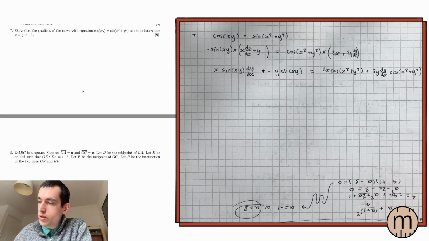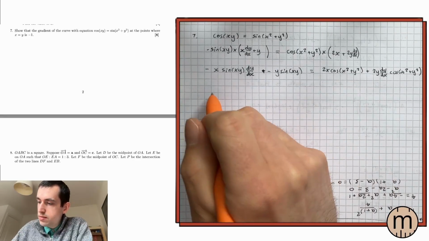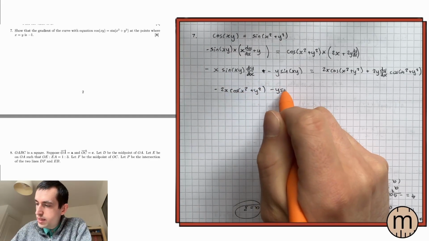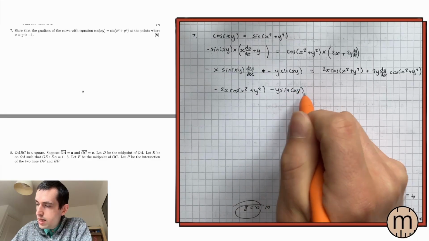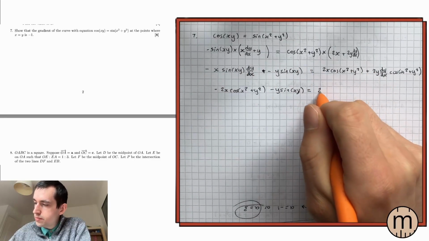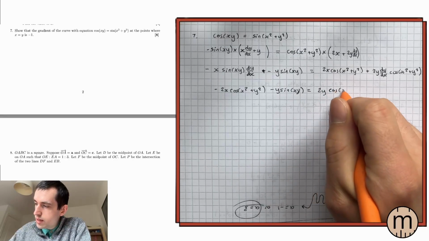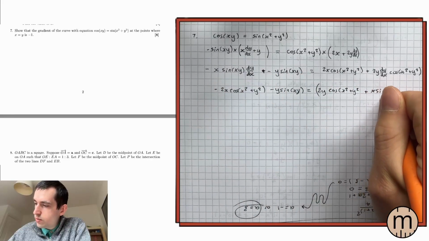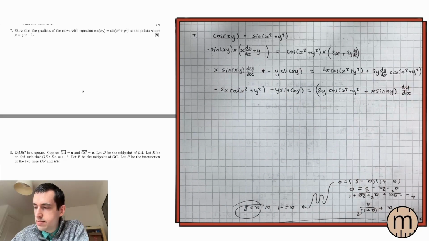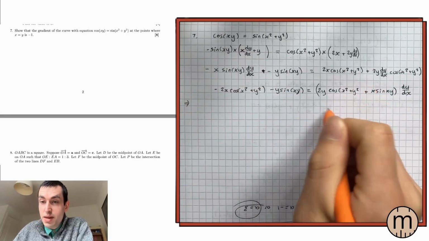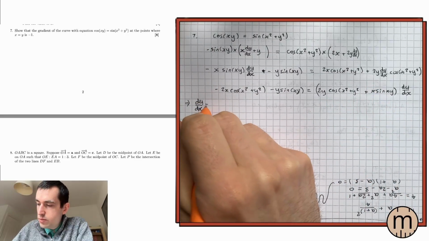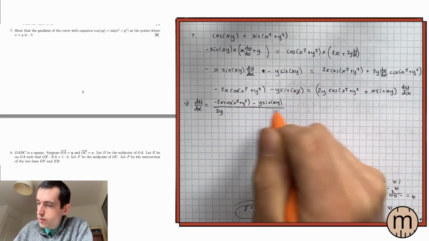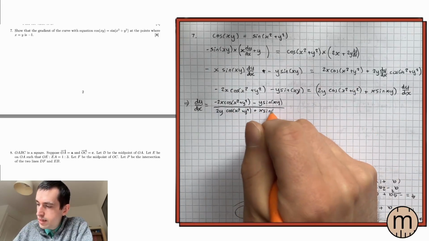Let's get all the dy/dx on one side and everything else on the other. I'm going to subtract minus 2x cos(x² + y²) minus y sin(xy), and I'm going to put this term on this side. So we're going to have (2y cos(x² + y²) + x sin(xy)) times dy/dx. So that tells us that if we divide by that massive bracket, dy/dx will be equal to minus 2x cos(x² + y²) minus y sin(xy), divided by 2y cos(x² + y²), miss the bracket, plus x sin(xy).